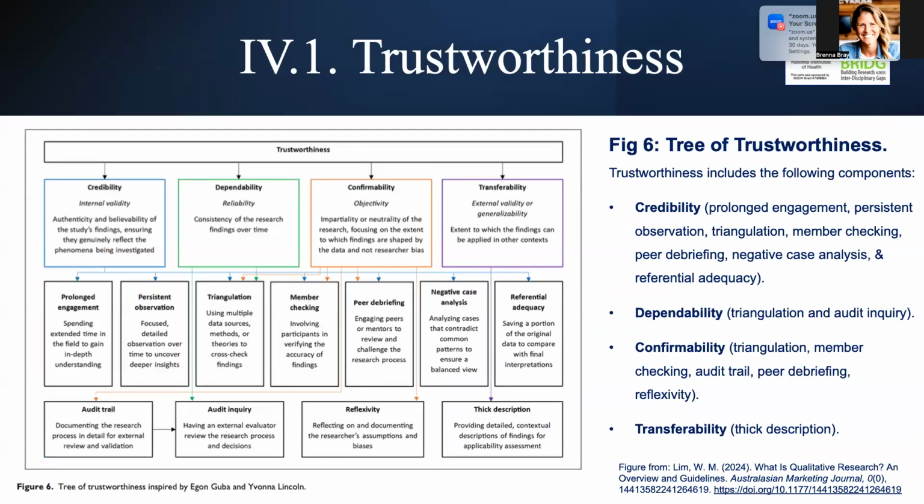And this is actually, sorry, not them. This is from Lim's 2024 publication, What is Qualitative Research? It provides this really great figure, a tree of trustworthiness. So we can see here, trustworthiness includes 4 key components. It includes credibility, and this is how we maintain internal validity in qualitative research. It's the authenticity and believability of the study's findings that ensures the findings genuinely reflect the phenomenon being investigated.